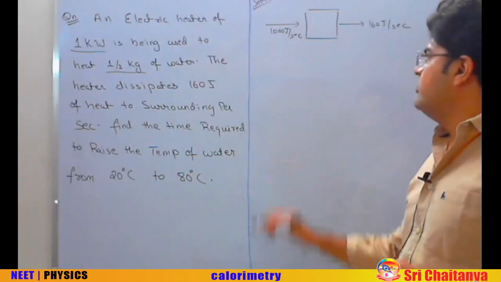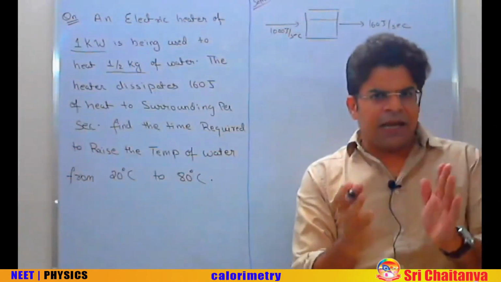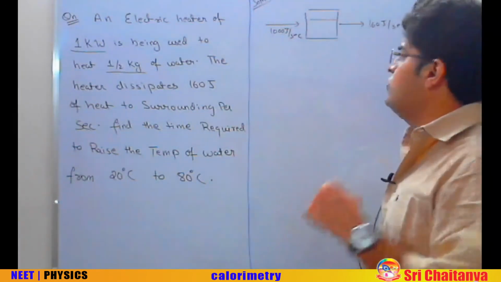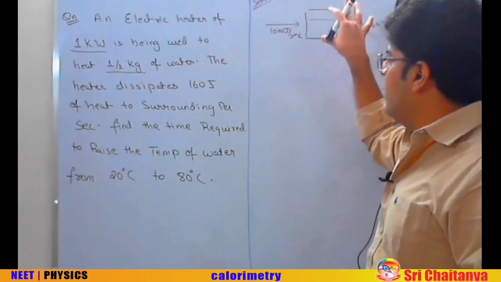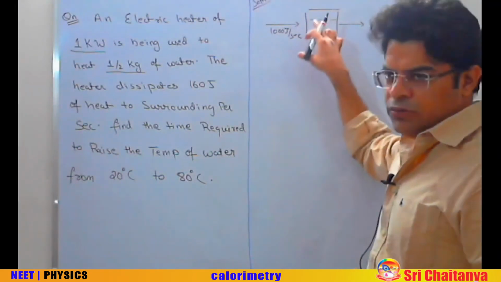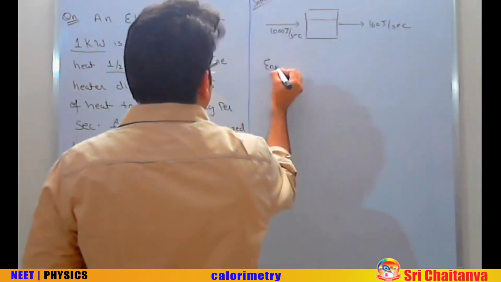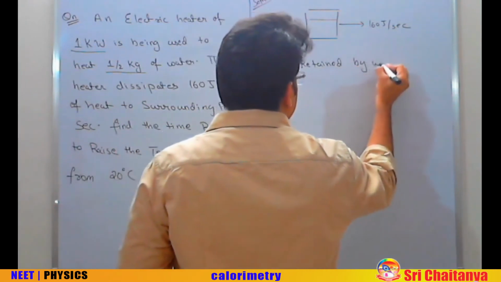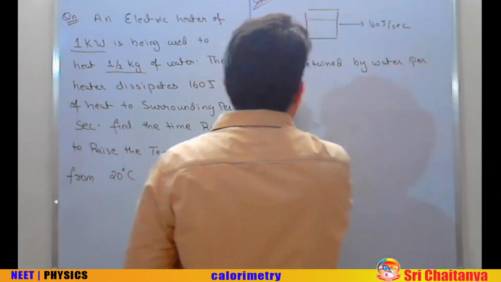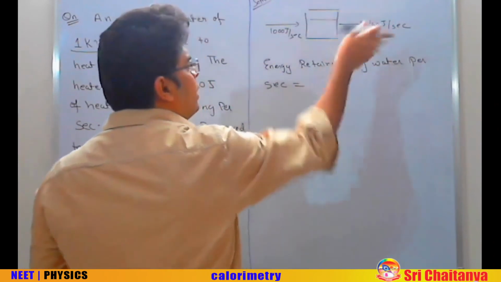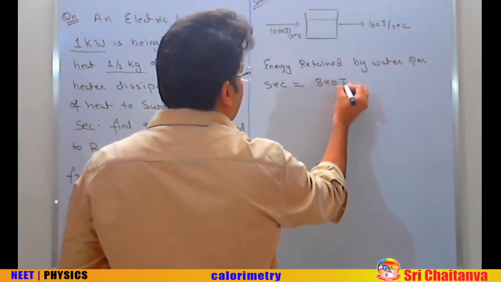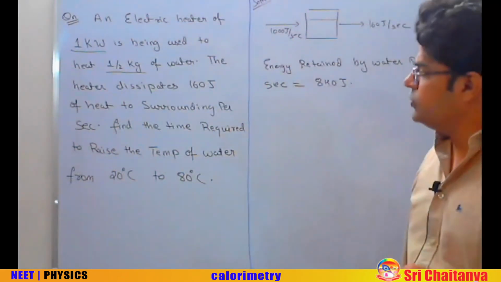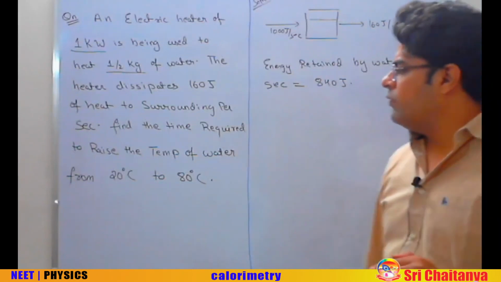This means that every second 1000 joule of energy enters the heater, out of which 160 joule gets dissipated. So how much energy is stored inside the water per second? So energy retained by water per second has to be equal to input minus output, that is 840 joule. So every second this water retains 840 joule of energy. We need to find how much time it will take for water to heat up from 20 to 80.